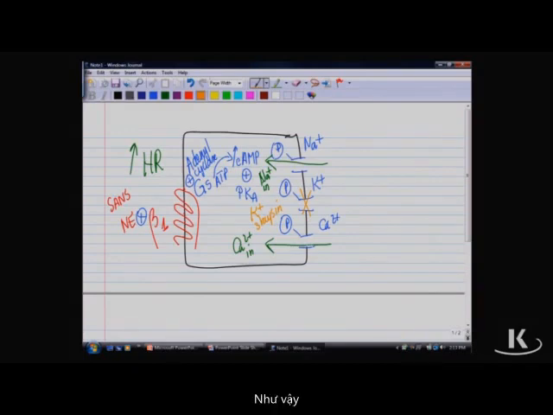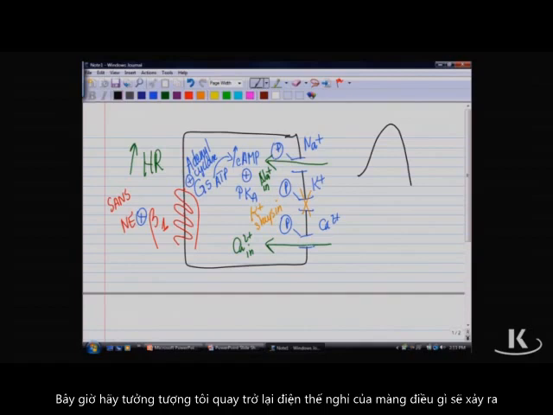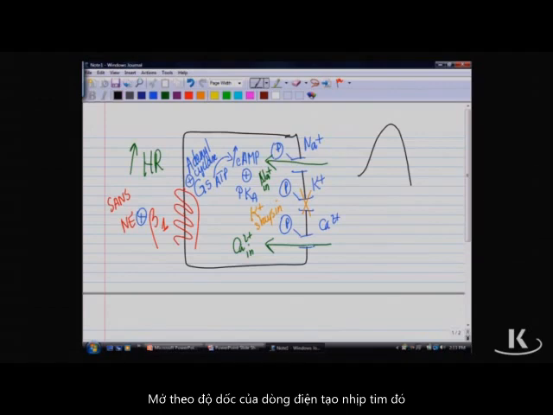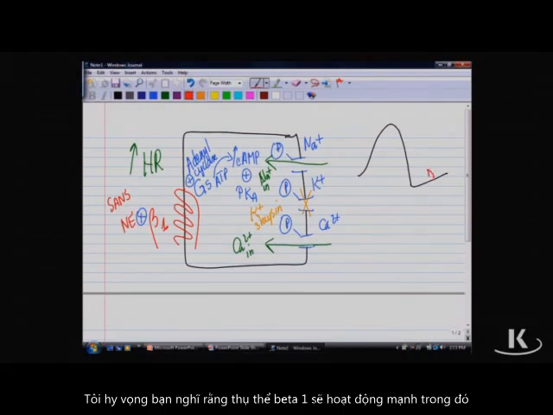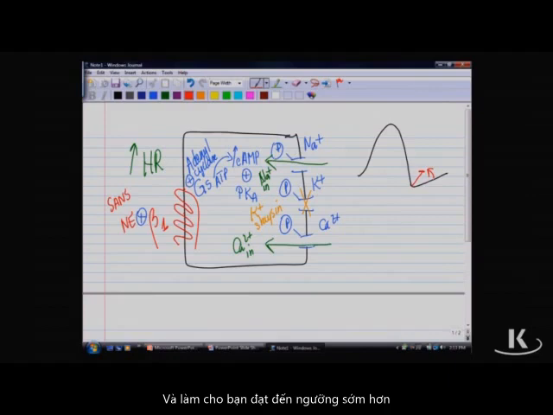As such, here's your action potential from the diagram. Now imagine I went all the way back down to resting membrane potential. What should happen to the slope of that pacemaker current? If I put an average slope here, I'm hoping you're thinking that a beta-1 receptor is going to steepen that slope and make you reach threshold sooner, so that like this you'll start firing your next action potential sooner than usual. You'll speed up your heart rate.